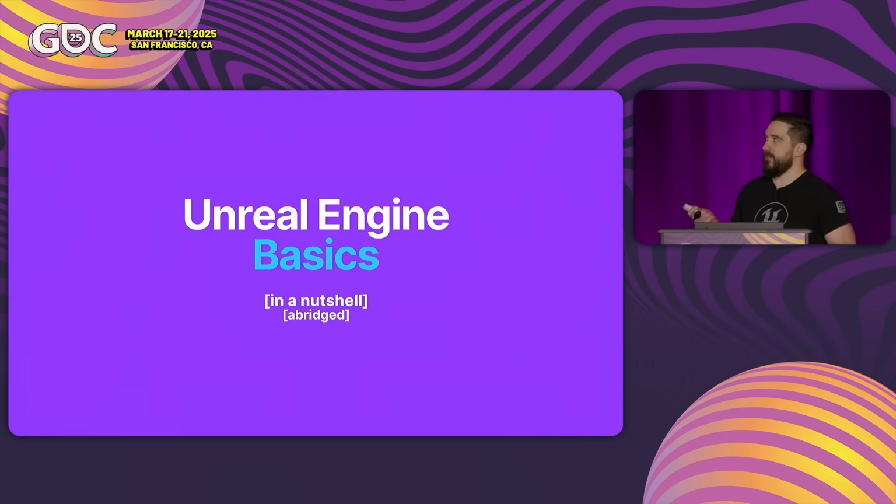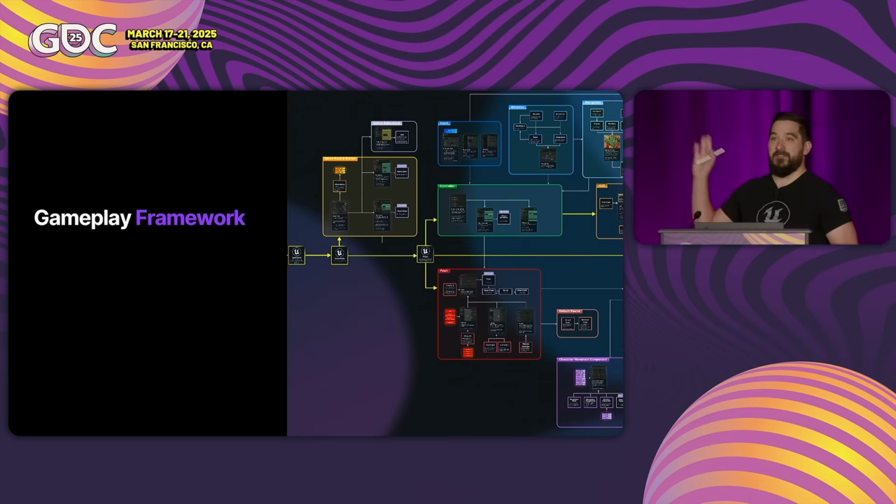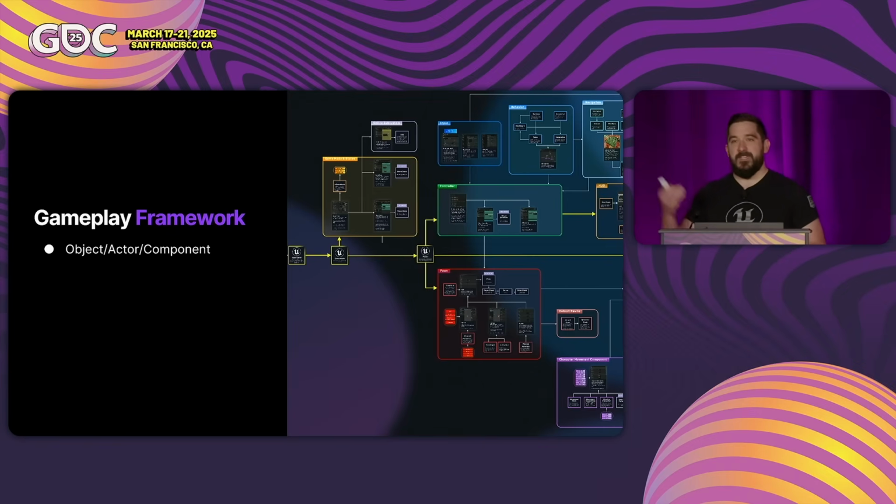So big thing to understand about Unreal is we have a gameplay framework. It is a game engine. It makes some assumptions that you are going to be making a game and tries to support you. So to do this, we have the object actor component framework, right? Objects are things that exist. Actors are things that exist in the world, and components add functionality to actors and objects.